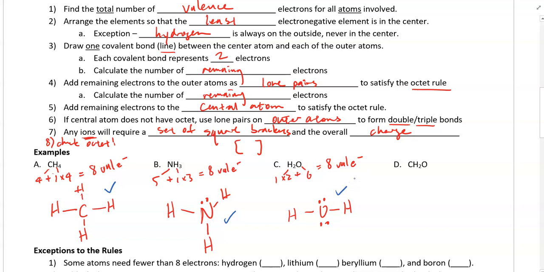Finally, CH2O. All right, walk through the process. C ends up having 4. Hydrogens total is 2, right? Again, individually 1. I just don't feel like writing that out. But oxygen is 6. That's a total of 12 valence electrons there.